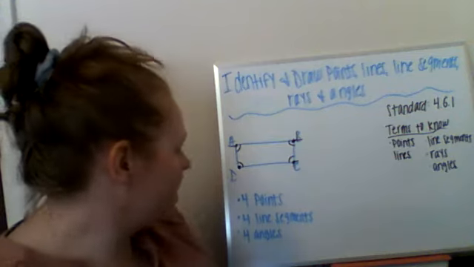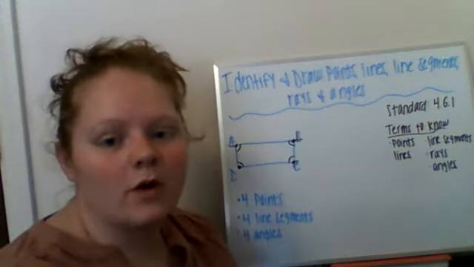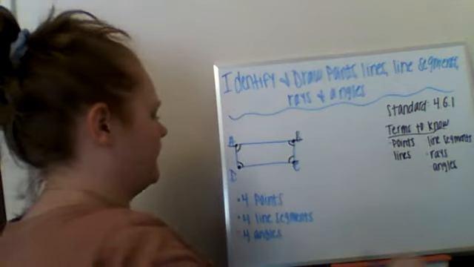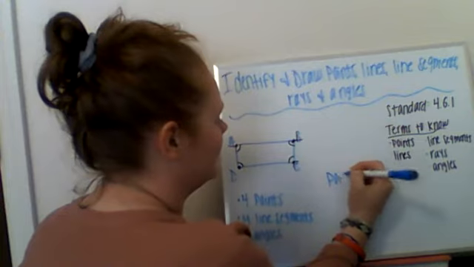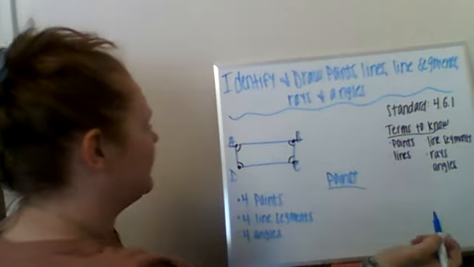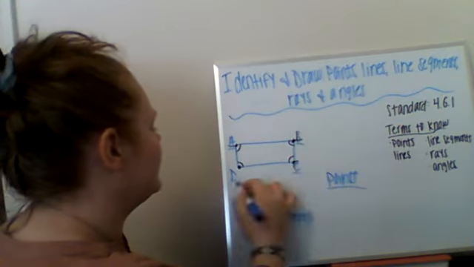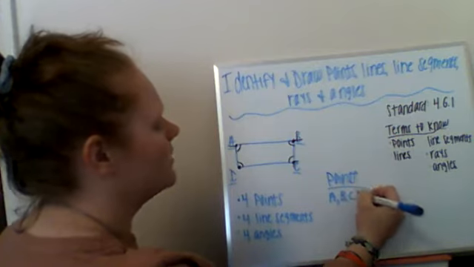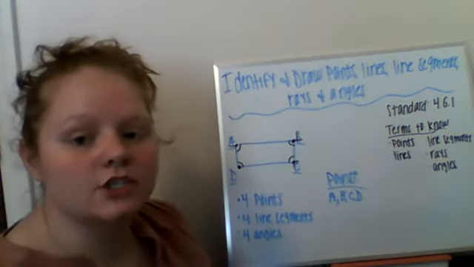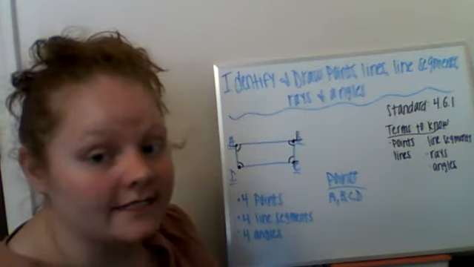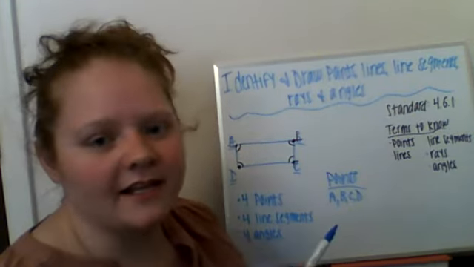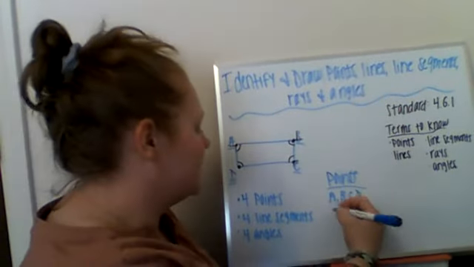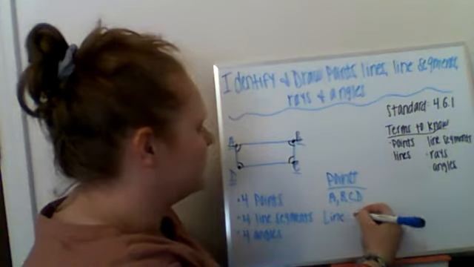So now let's go into labeling my different points, line segments, and angles. If I go to labeling my points, obviously the points that I see are A, B, C, and D. In the beginning of the video, I told you that you can label points using letters out of the alphabet. I also like to start at the beginning of the alphabet, so that's why I came up with these points. Let's label my line segments.